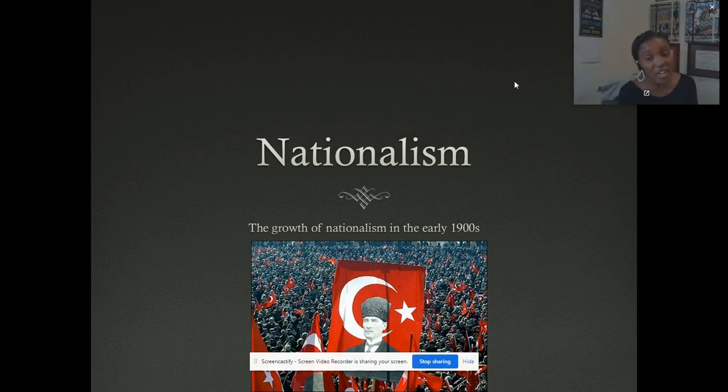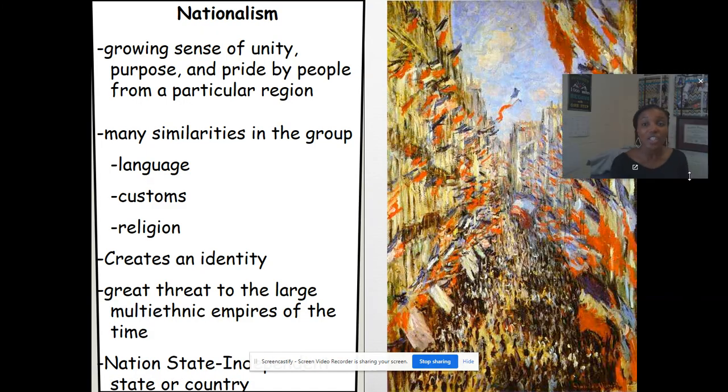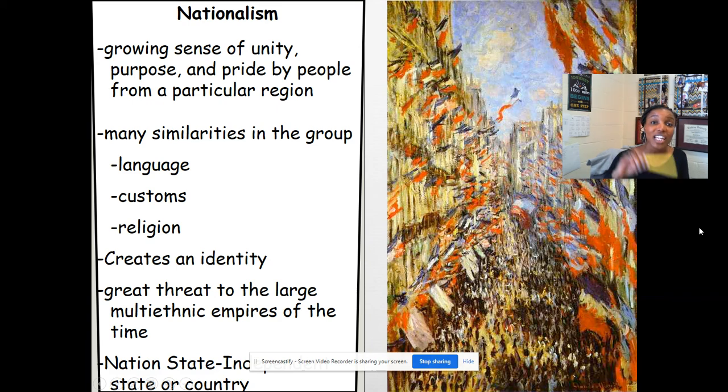Nationalism, the growth of nationalism in the world in the 1900s. So, what is nationalism? This will be on your quiz. Go ahead and highlight. You will have to match this term. It's the growth or the growing sense of unity, purpose, and pride by people from a particular region or from a particular country. It's a strong or an intense devotion to one's nation.